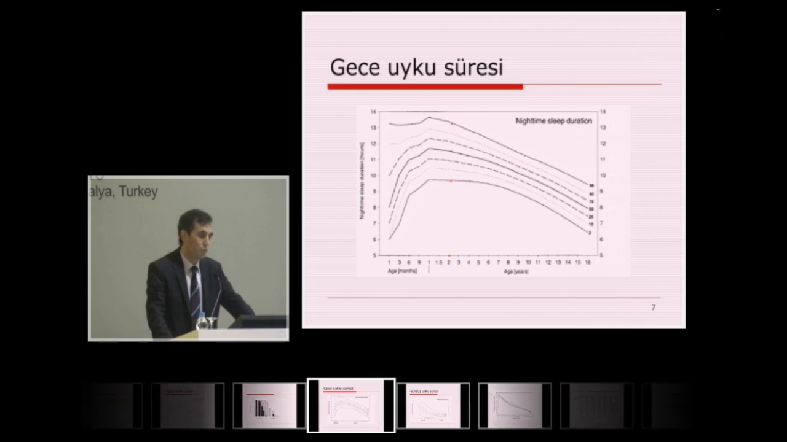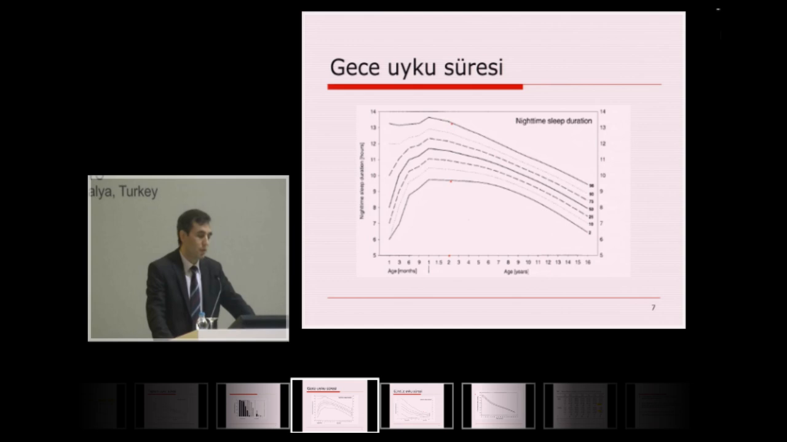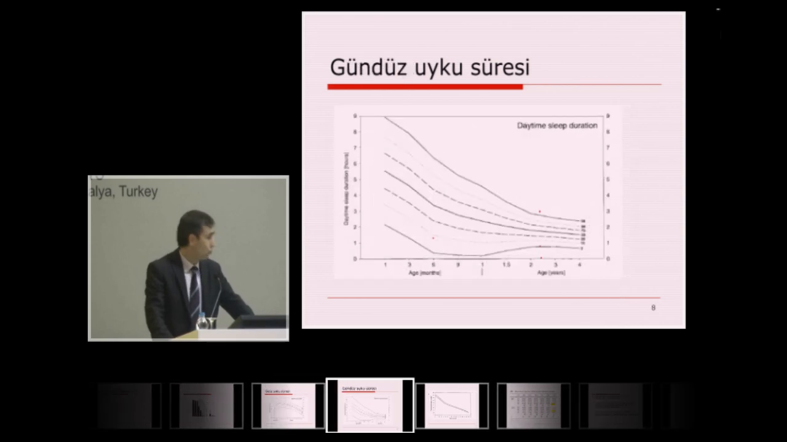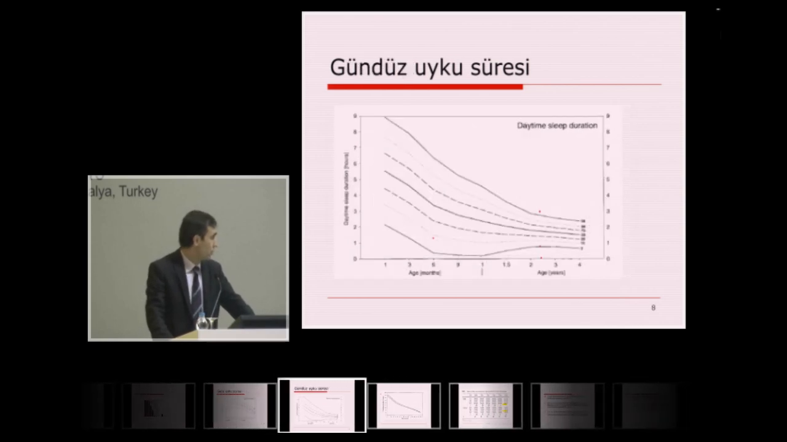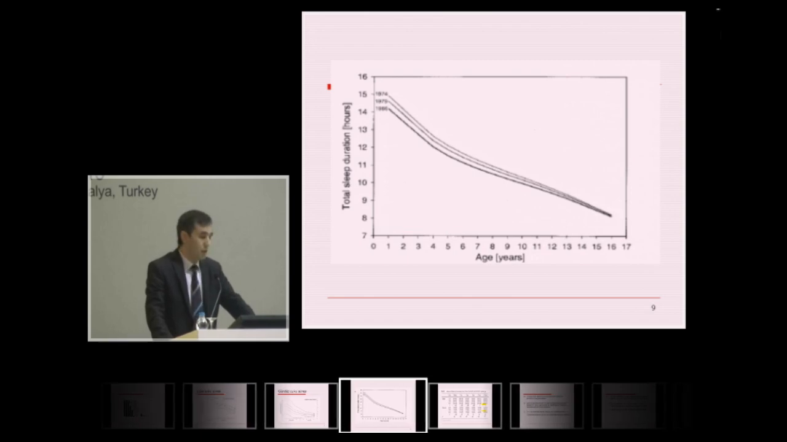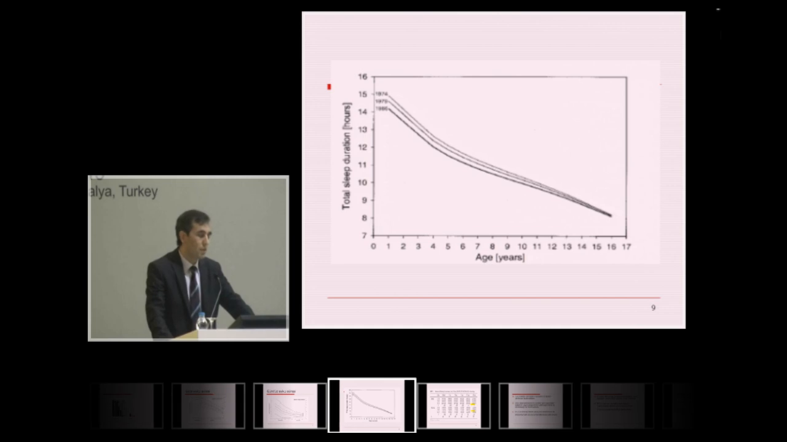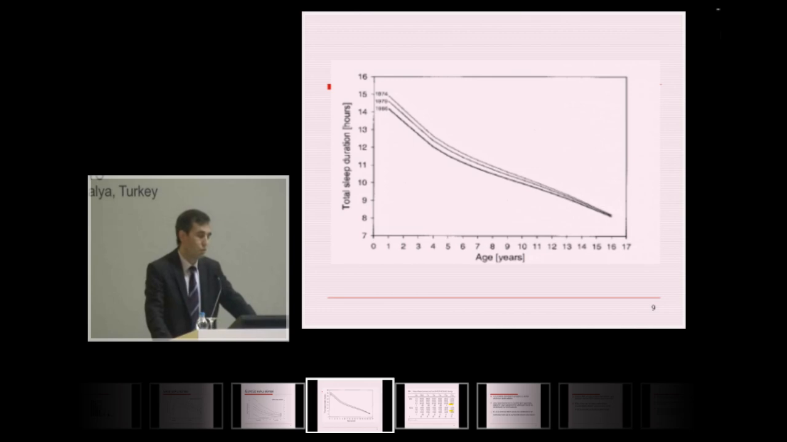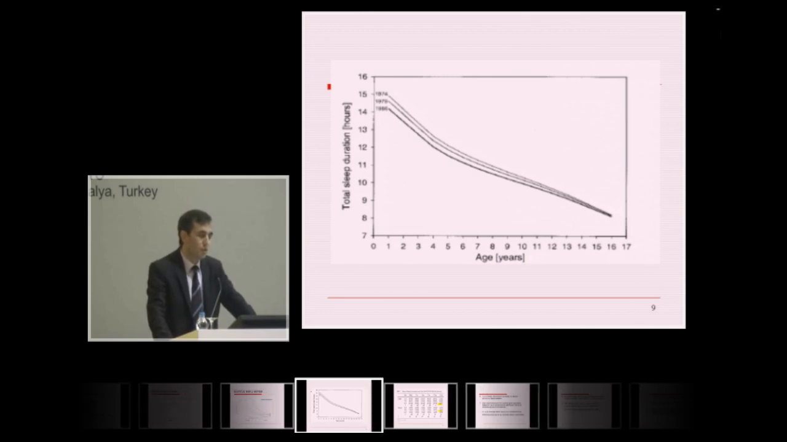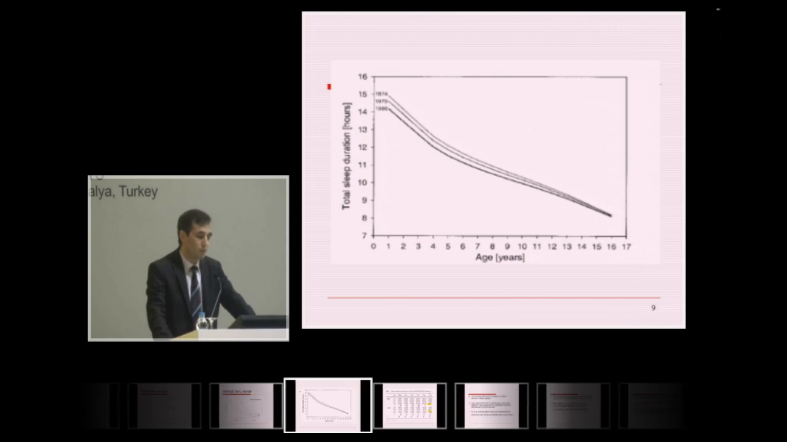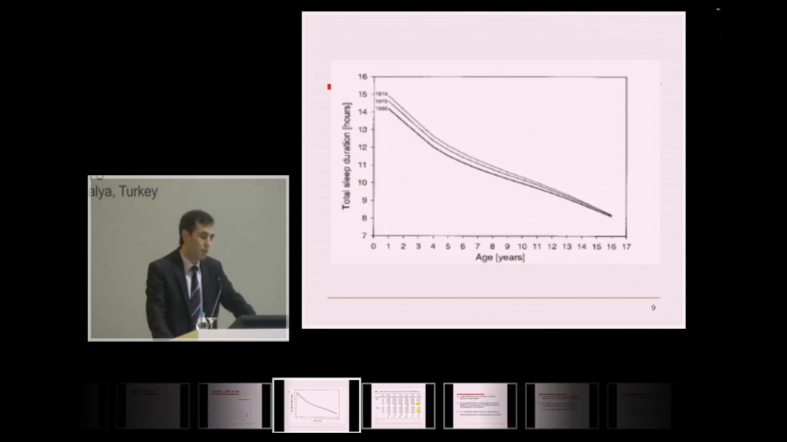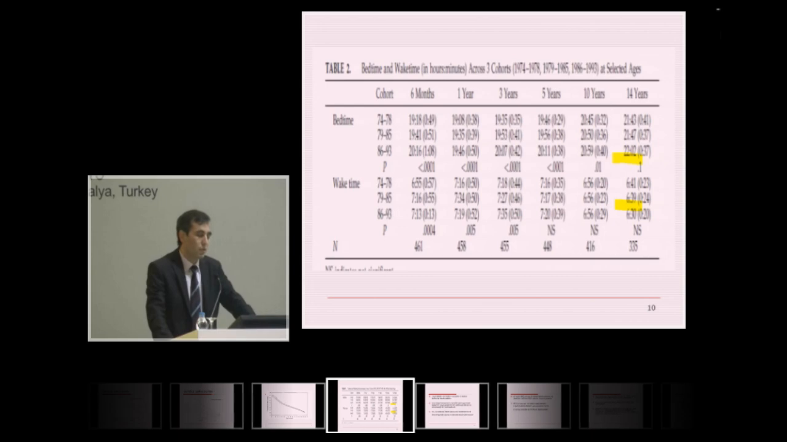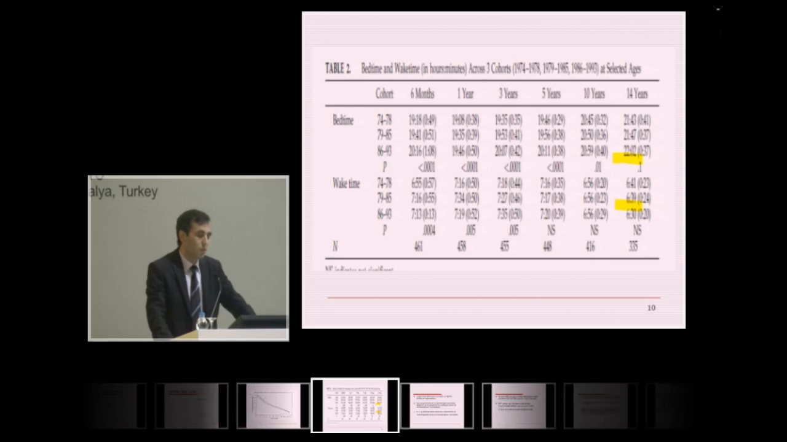Nighttime sleep duration is very intensive in the first 3 months of life, and then in time, nighttime sleep duration also goes down. Again, daytime sleep duration decreases as you age. When you also see the distribution of sleep, the total sleep duration, this is a trend, goes gradually down. In 74, 79, and 86, these studies were conducted, and we see this decreasing trend.